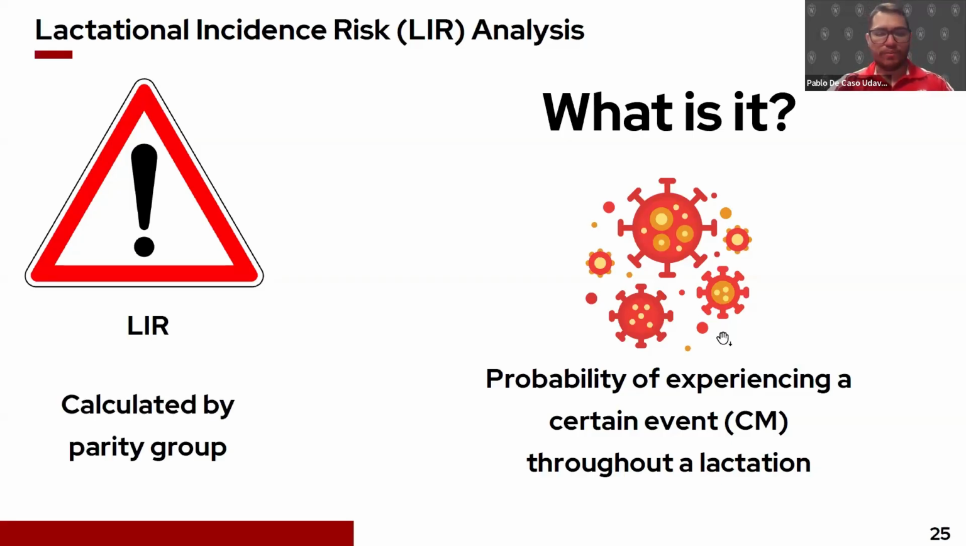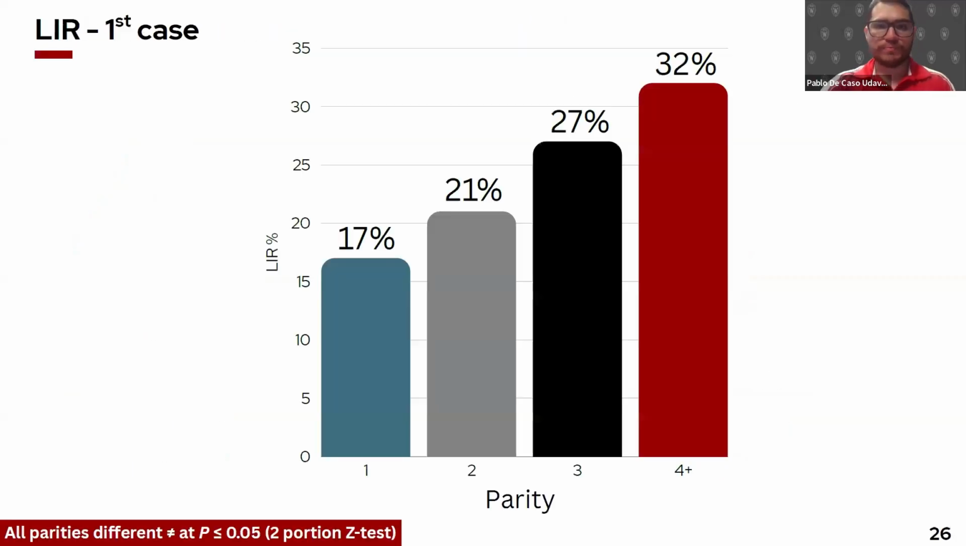And then for our analysis specifically, we calculated it per parity group, and we did it for different stages of diagnosis. So we did it for the first, second, and third case of clinical mastitis. So what was the incidence risk, or what was the probability that a cow from a given parity would develop clinical mastitis at any point throughout her lactation, just given her parity, which is a proxy for age, right?